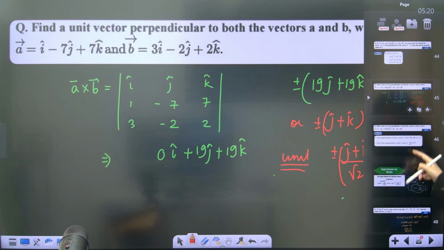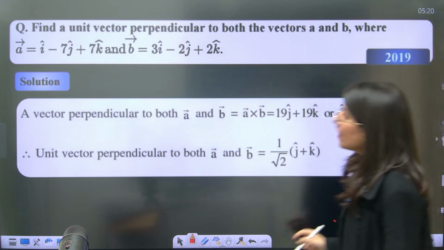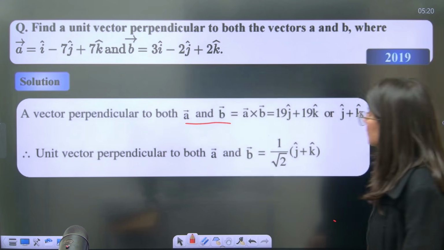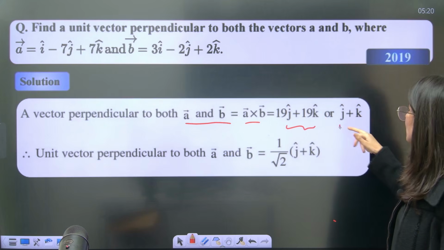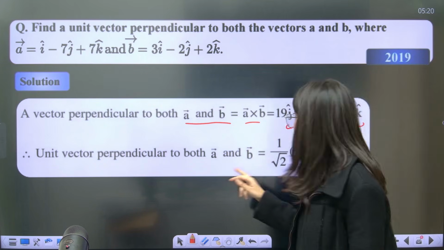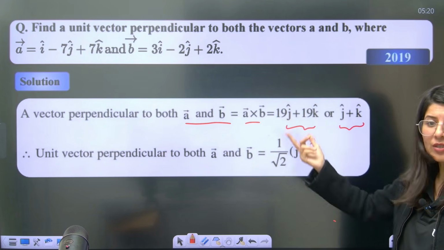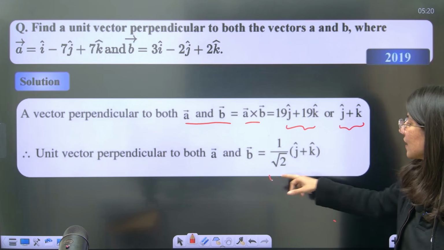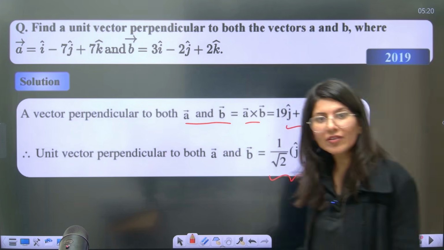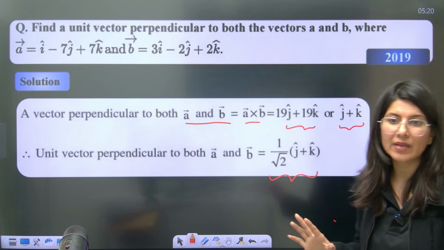Now how to write? So understand, a vector perpendicular to both A and B is A cross B, which is 19 times j plus k, and if you remove the 19, j plus k. Unit vector perpendicular to both A and B. Find a unit vector, they have said. So what we will do is, not apply the plus minus sign, but find all the unit vectors. If they say so, you have to apply the plus minus sign.